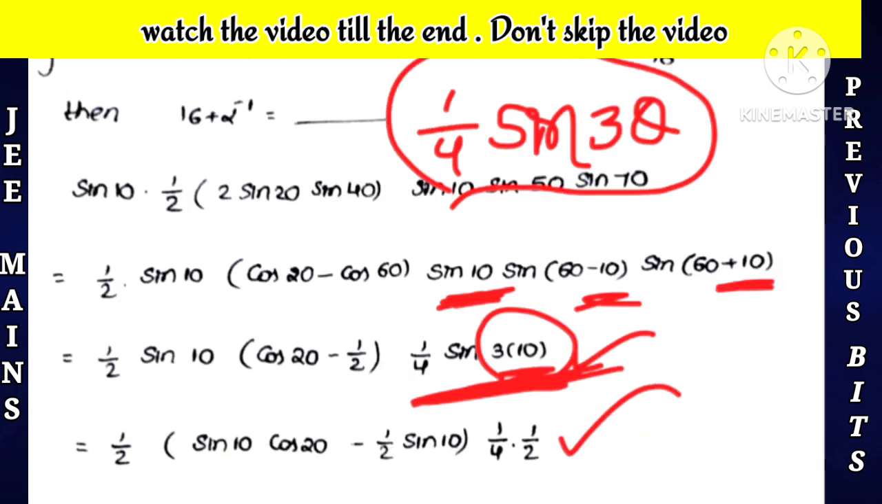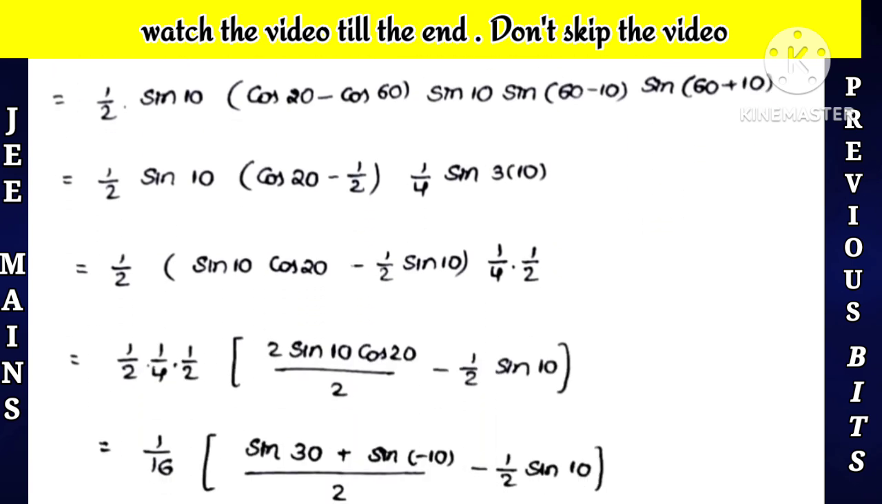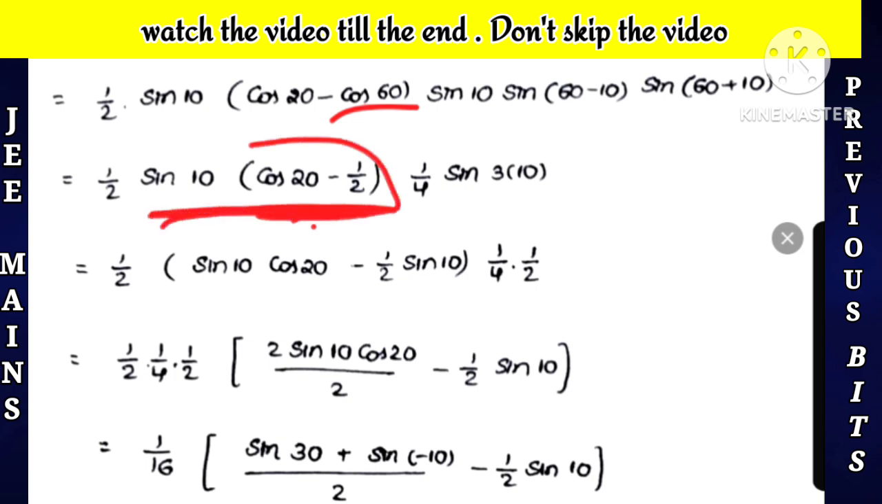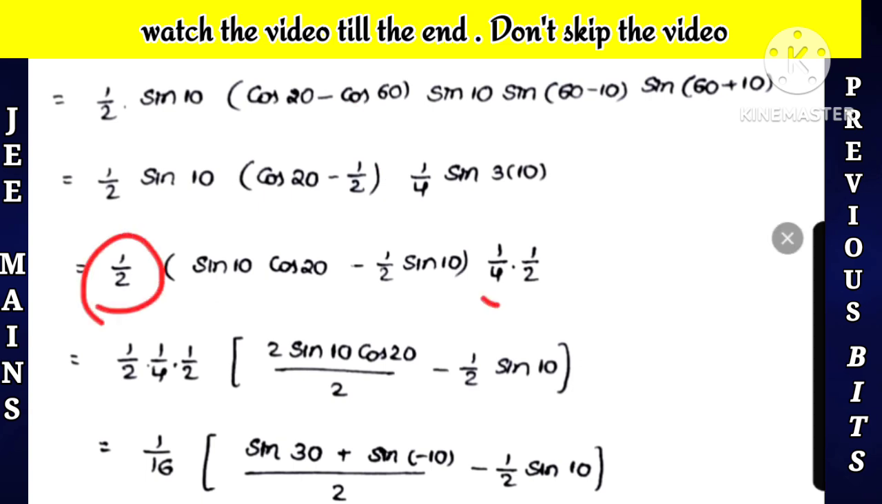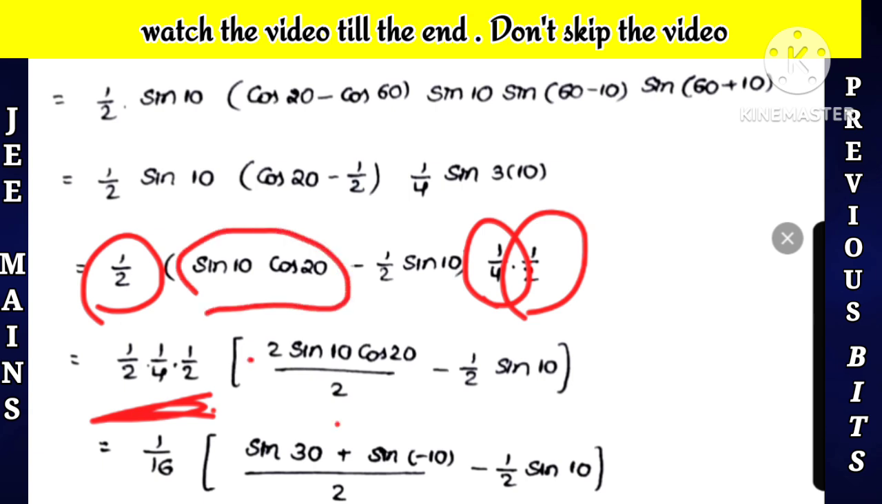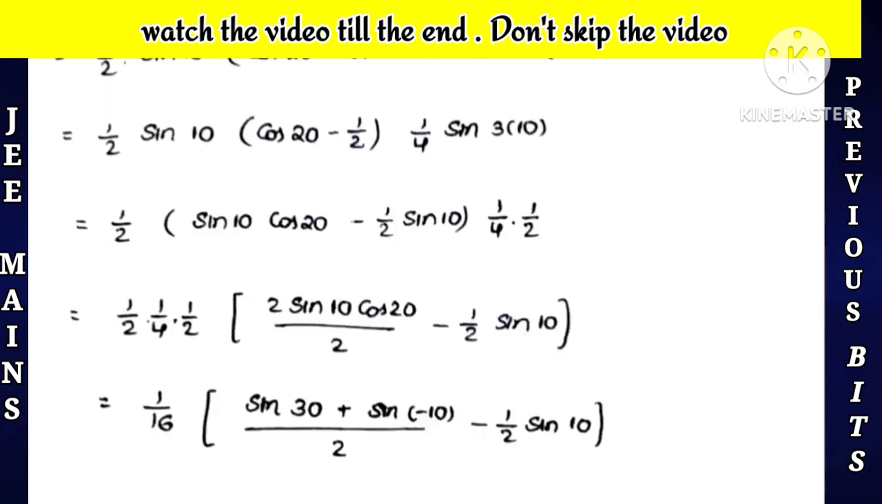Coming to the next step, here we take cos60° equal to 1/2. Now multiply these two values by sin10°: sin10° cos20° − 1/2 sin10°, into 1/4 into sin30°, which is 1/2. Now write all the constants here: 1/4, 1/2, 1/2. To this one apply 2 by 2: 2 sin10° cos20° by 2, minus 1/2 sin10°. Write the value like that.